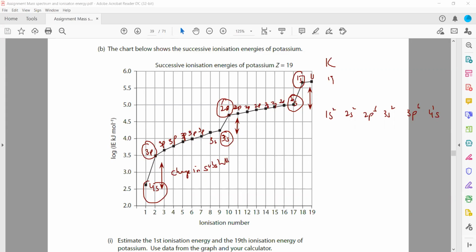So you will mention the name of the shell and the reason, because the 3p shell is closer and it is completely filled. Same thing, the second one is between 3s and 2p, where 2p is closer and it is completely filled. And the last one is between 2s and 1s, because 1s is much closer to the nucleus and it is completely filled. That's why it needs the highest energy to remove the electron. Is it clear, this question?